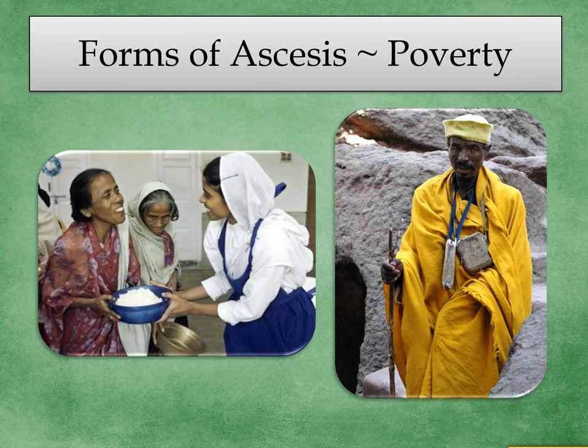Other forms of ascesis include poverty. For the most part, in the majority of monastic communities, an individual renounces their possessions at the time they enter a monastery. Either those possessions are given to other people or to other members of their family, or they're given to the monastery as a way of helping to support the monastery. Most monasteries try to be self-sustaining and produce the things that they need and not purchase things outside of the monastery, but that's not always possible.